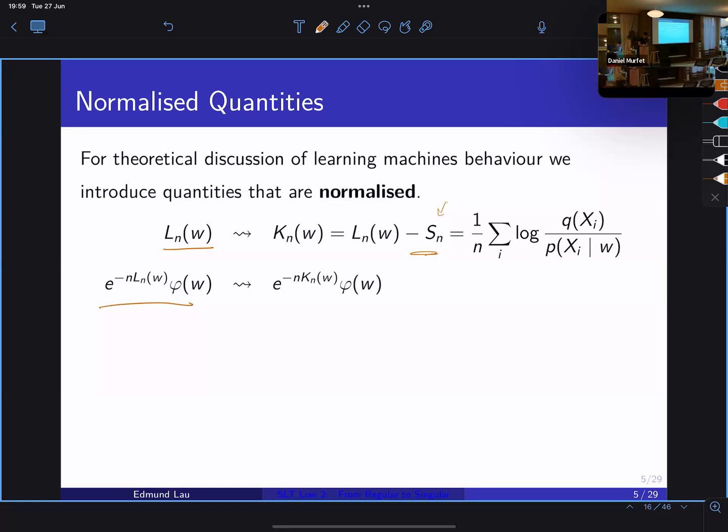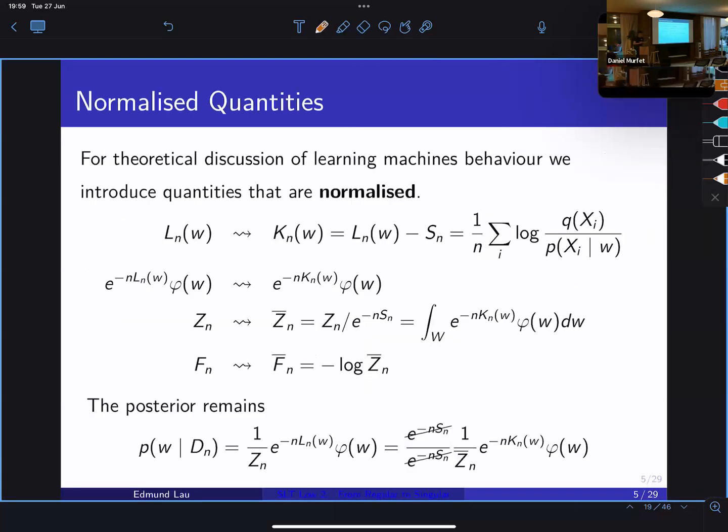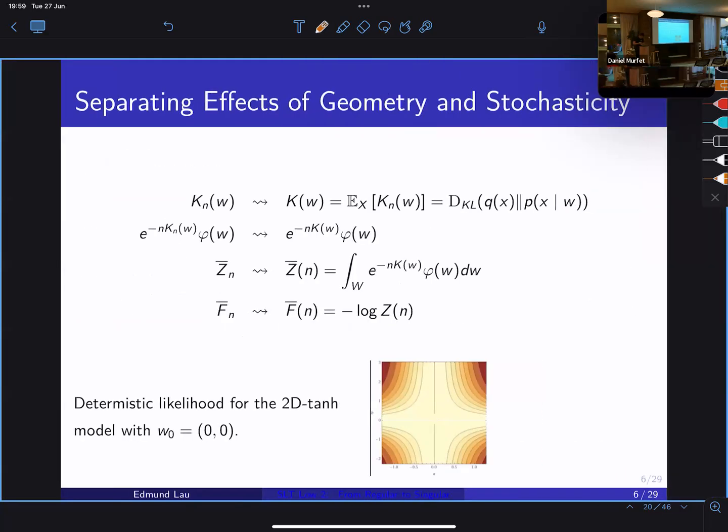And then once you've done that, in the Boltzmann weight, you replace all the L's with K's. Inside Z, the partition function integral, you replace the L's with K. The free energy is the negative log of the partition function, and the normalized one is just the negative log of the normalized partition function. The posterior remains the same because the normalization constants cancel out each other. Okay, so that's one transformation we're going to do.